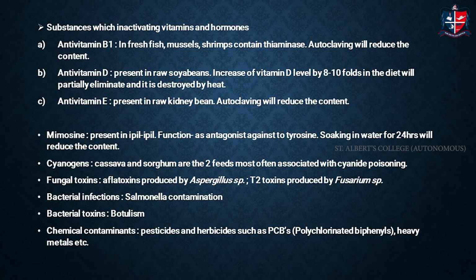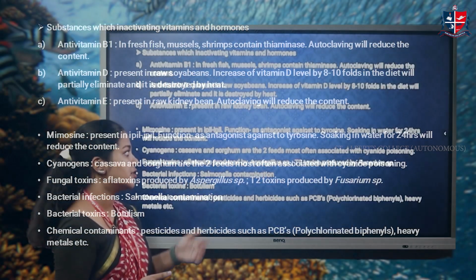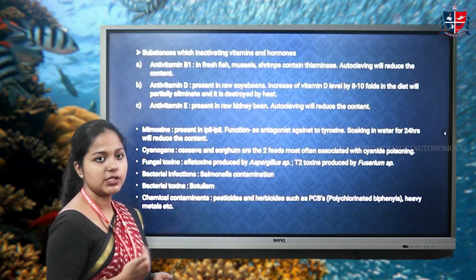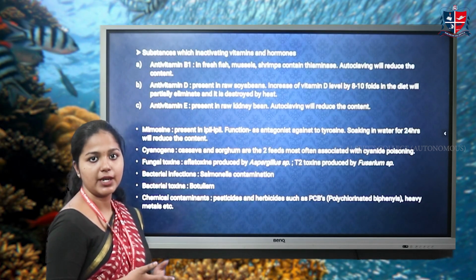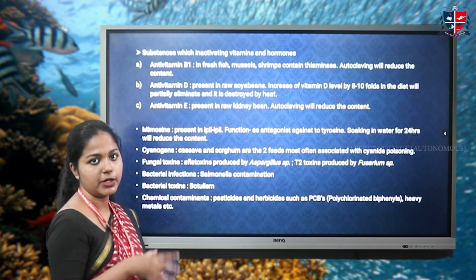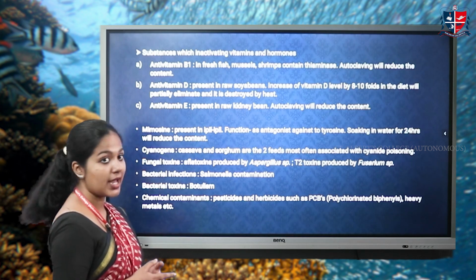And next comes mimosine. Mimosine is present in Ipil-ipil, which is just a flowering plant, and its function is that it acts as an antagonist against tyrosine. Here also a prevention method is soaking in water for 24 hours, which may minimize or depress the particular content.